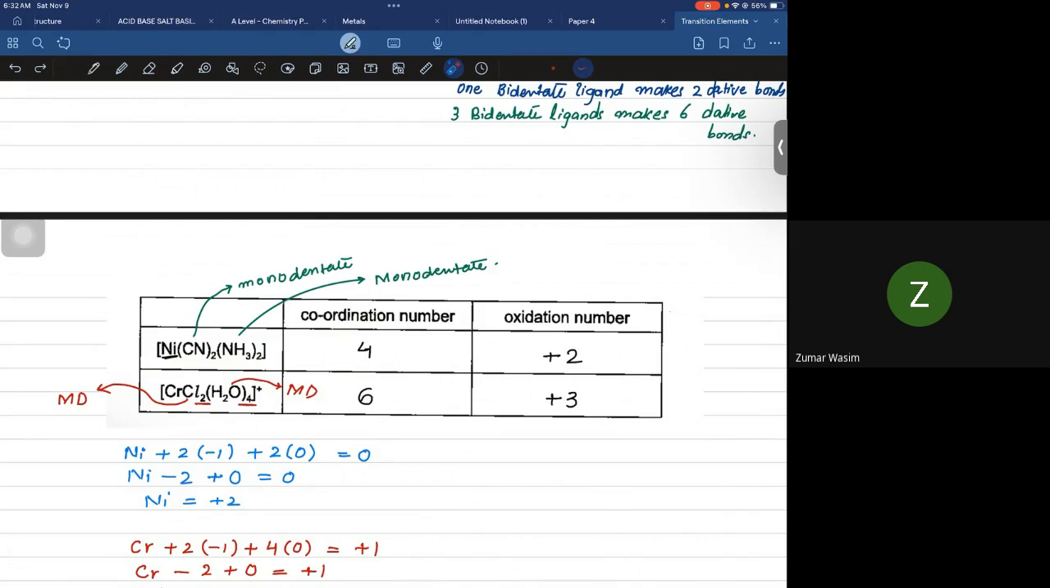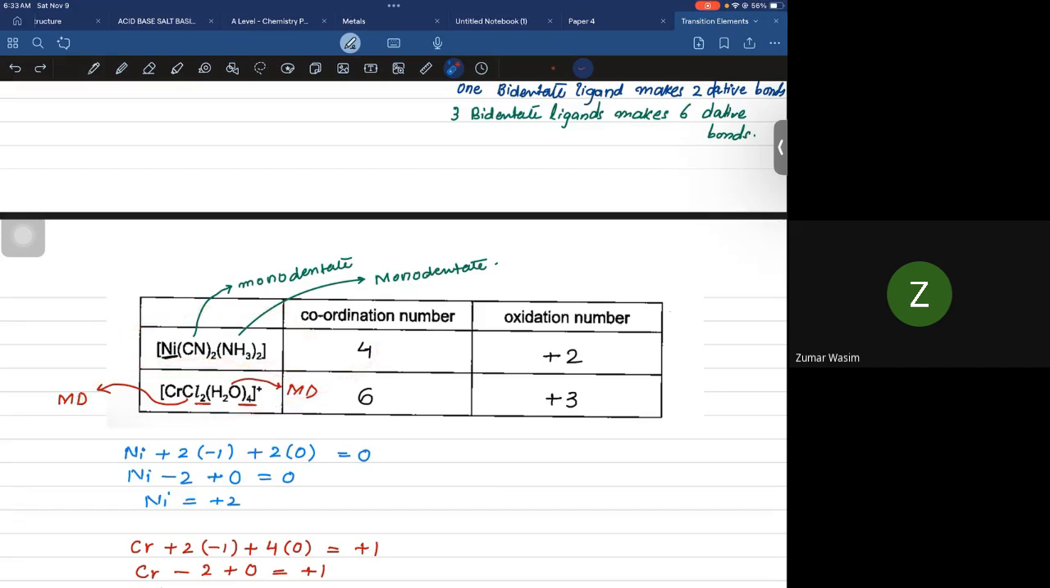And in this, there are two ligands, 4 water and 2 Cl. And obviously, after the memorization, you would be able to identify that water is a monodentate, and also the Cl is a monodentate ligand. So there are 6 dative bonds that are going to be formed between the metal and the ligand. Okay. And now, what is the charge of a metal in this complex?